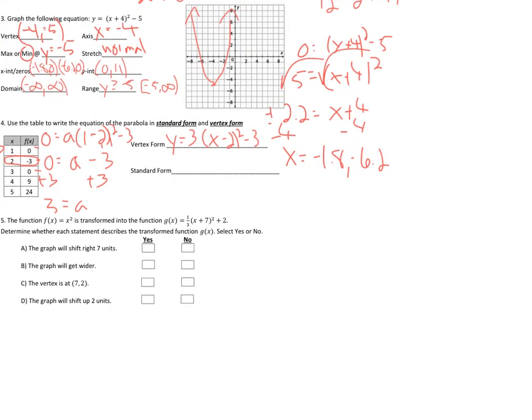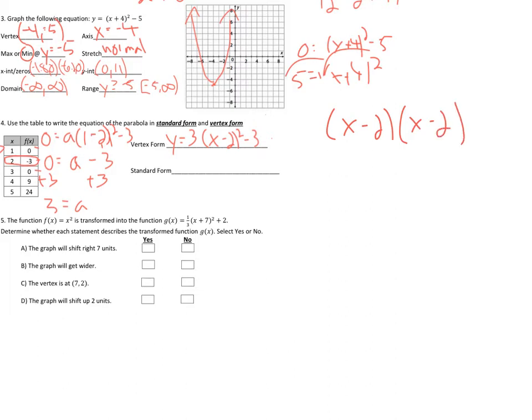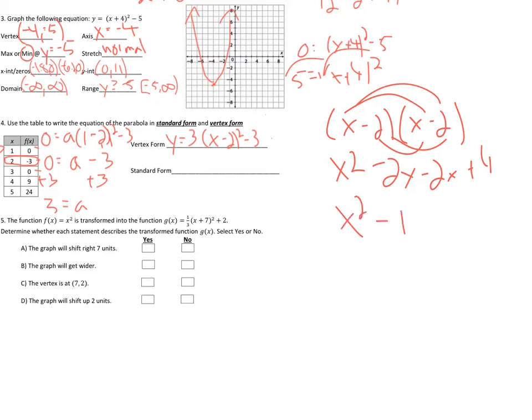Now, standard form, we're going to take our vertex form and distribute that out. So remember, it's x minus 2 squared, so we go x minus 2 times x minus 2. When I distribute that out, you get x squared minus 2x, and then plus 4. So then we get x squared minus 4x plus 4.